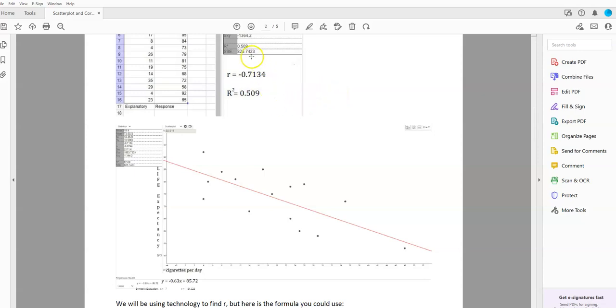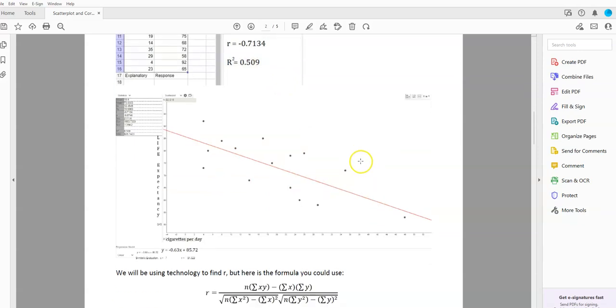What is r squared? Because you're going to be asked that too. R squared is the coefficient of determination. And what that tells you is really how effective your model is, or what the strength of your model is. If you have an r squared of 0.509, that means that 50.9% of the variation in your points is explained by the regression line. It explains what percentage of the values are explained by your model.